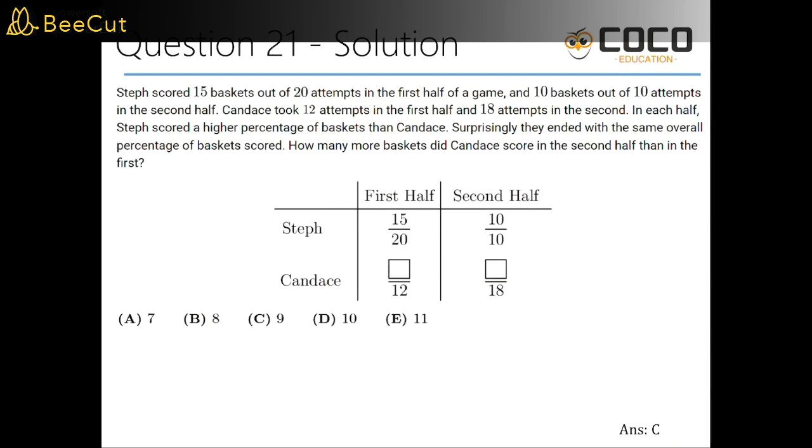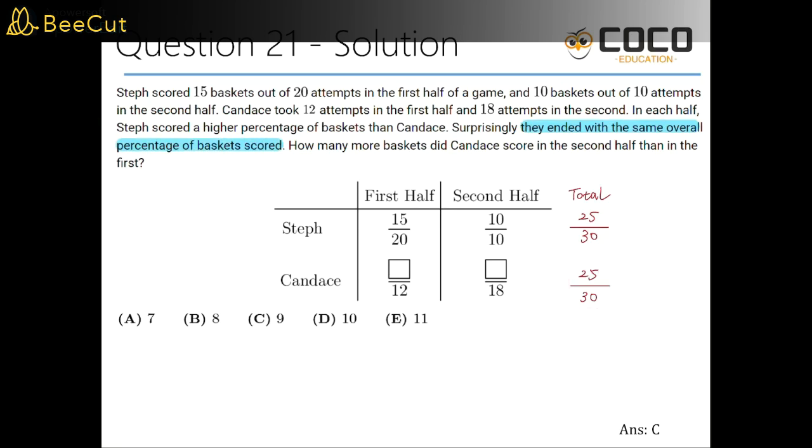Question 21. Okay, so in total, Steve has taken 30 attempts, and he scored a basket 25 times, so it's 25 over 30. For Candice, the total number of times, 12 plus 18, is also 30. So the total should be the same, 25 over 30. Okay. Because the question says that they ended with the same overall percentage. So final score is the same.